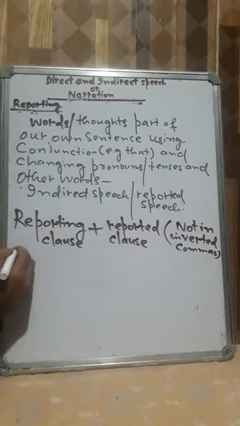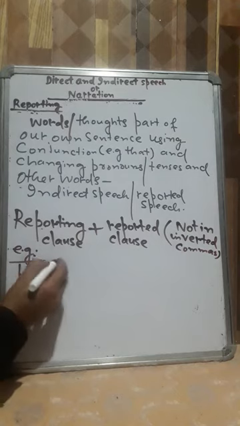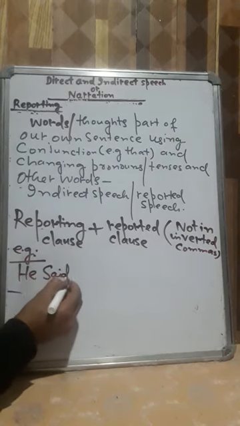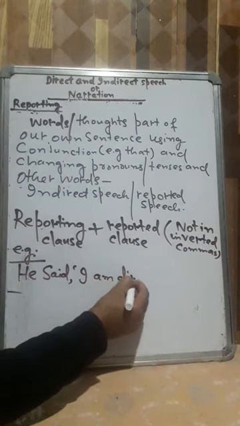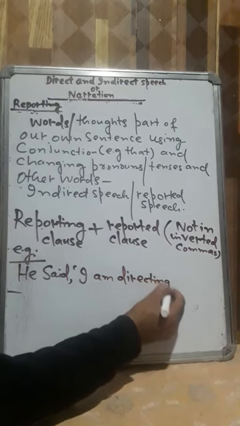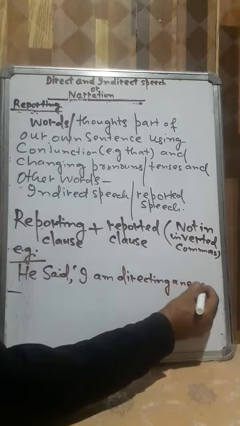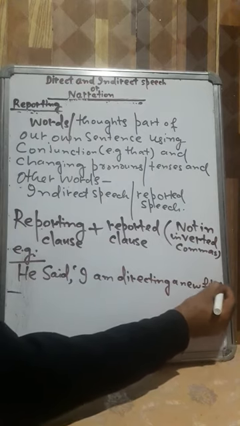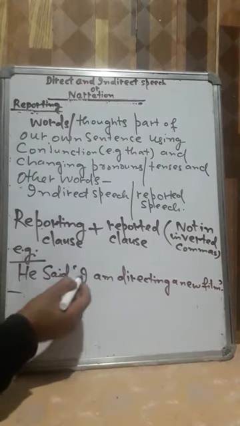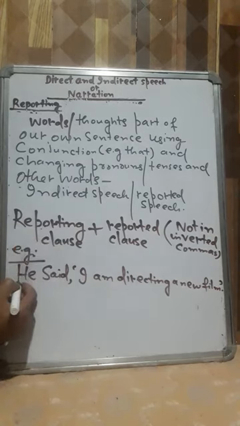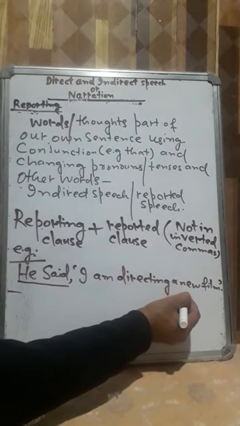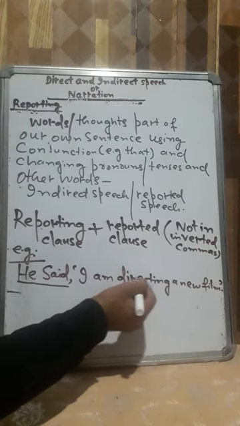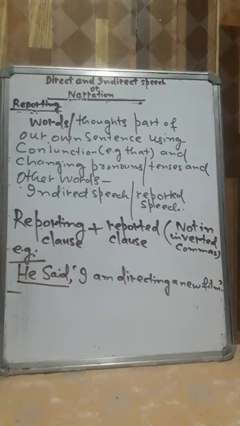For example, he said, "I am directing a new film." He said is a reporting clause and I am directing a new film is a reported clause in inverted commas, and this is direct speech.